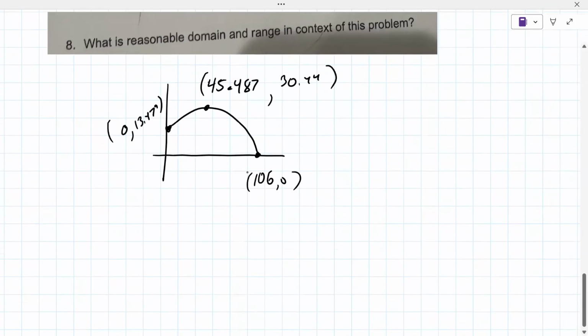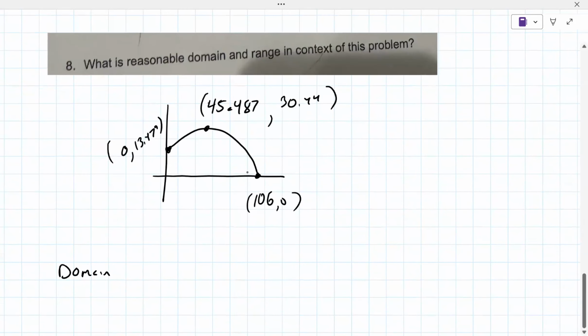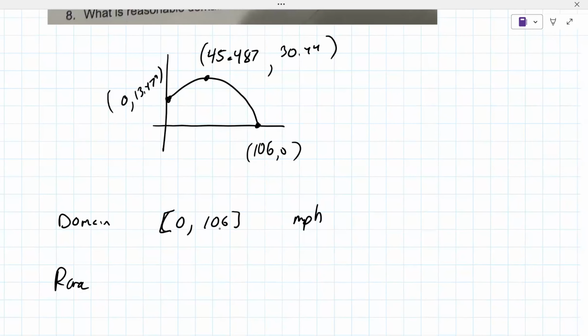So the domain here is the x values. The domain goes from 0 to 106. Basically, you could be going anywhere from 0 to 106 miles per hour. And it is true, you do get lower fuel economy the faster you go. That is absolutely true. The range is the smallest y value, which is 0. You could get 0 fuel economy, I suppose, all the way up to the y value at the max, 30.44.